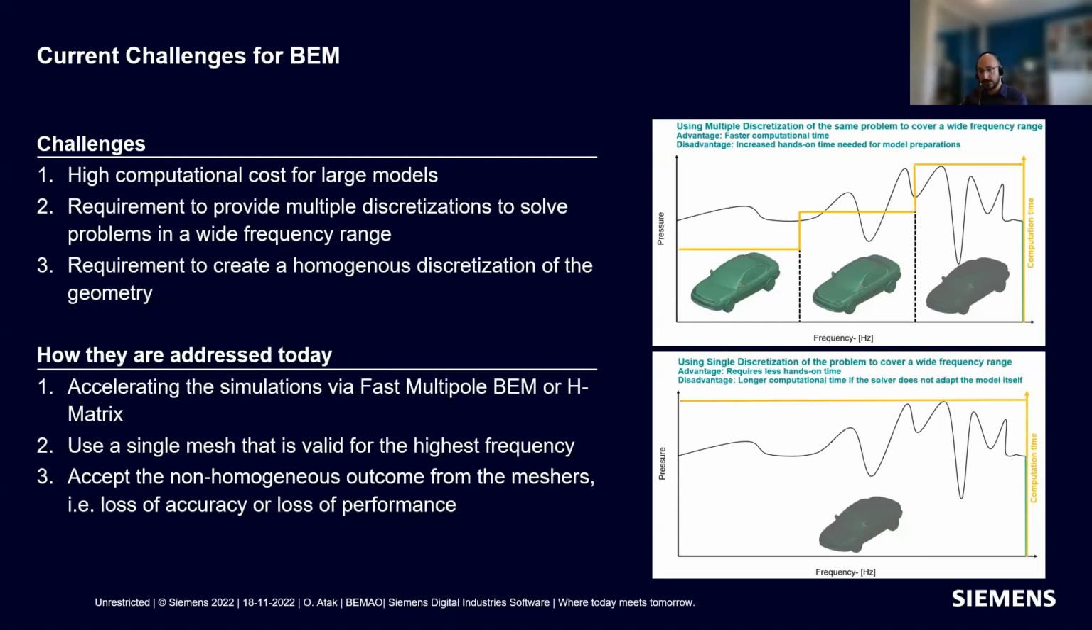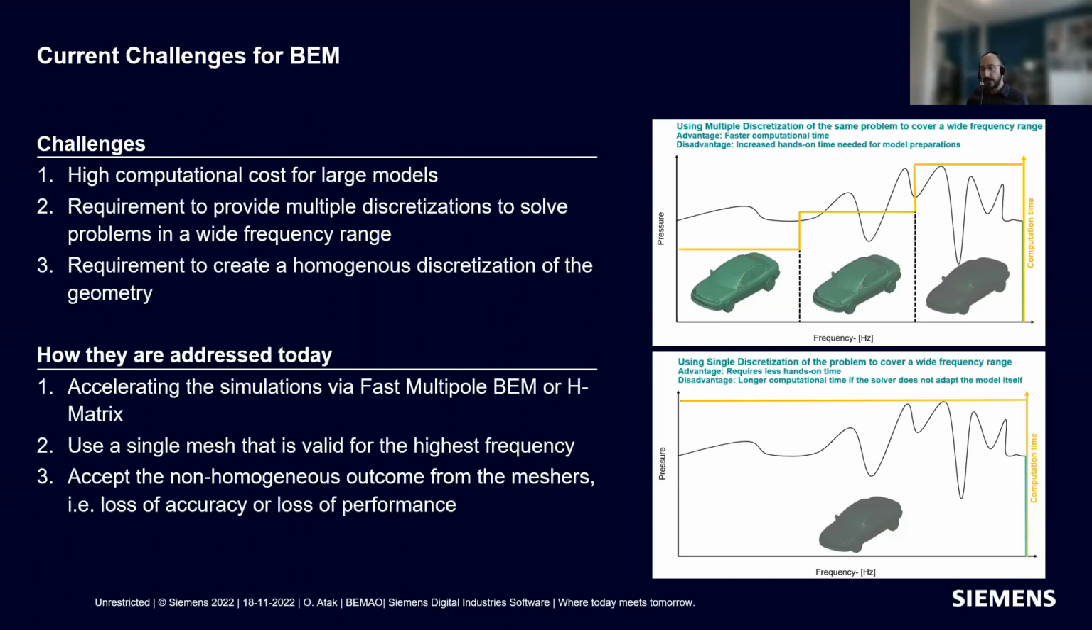And of course, the third one is that classical finite element and boundary element methods also rely on a homogeneous discretization of the geometry. And today the meshers used in industry are quite advanced, but they're still never perfect, right?